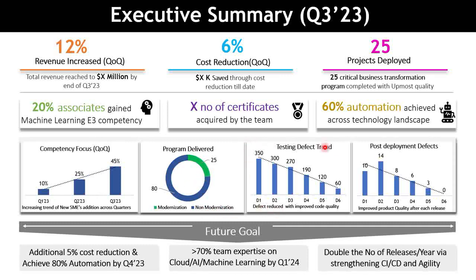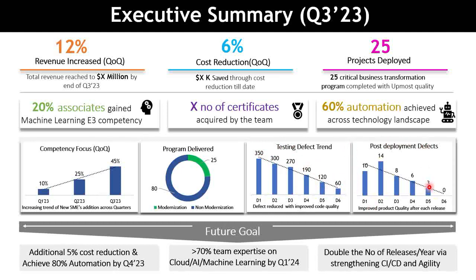Now you can also talk about the quality. How is your code quality improving month by month, release by release, deployment by deployment, year by year. So you can take any of the parameters here. It could be month, it could be release, it could be deployment, and then you can show a graph of how your testing defects are trending.